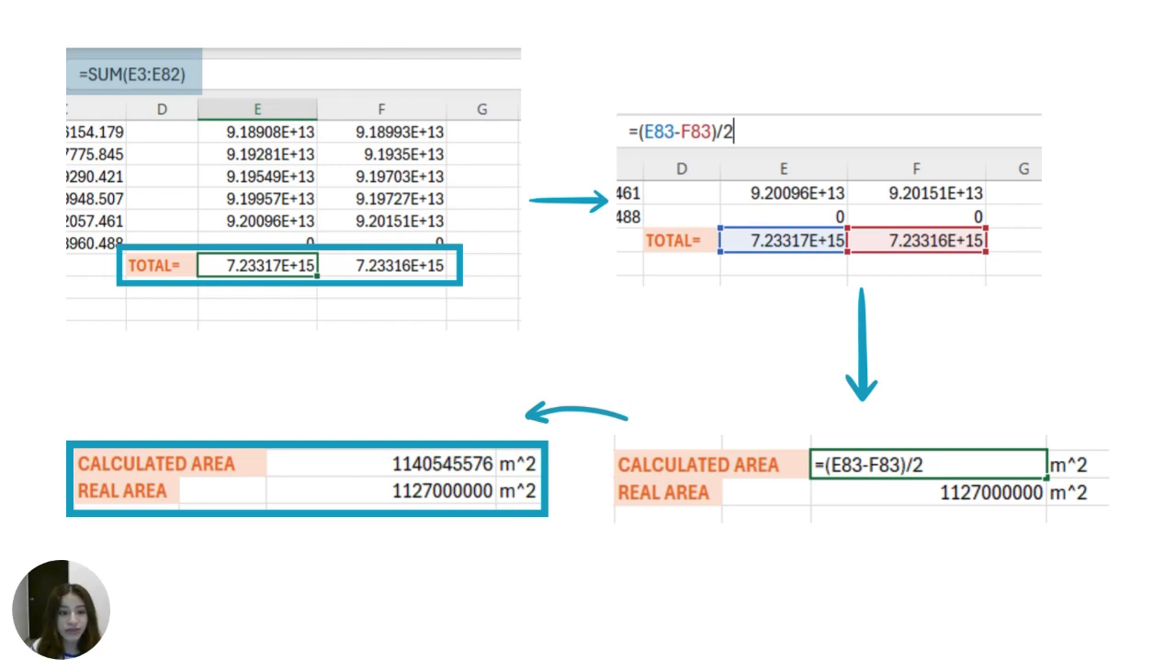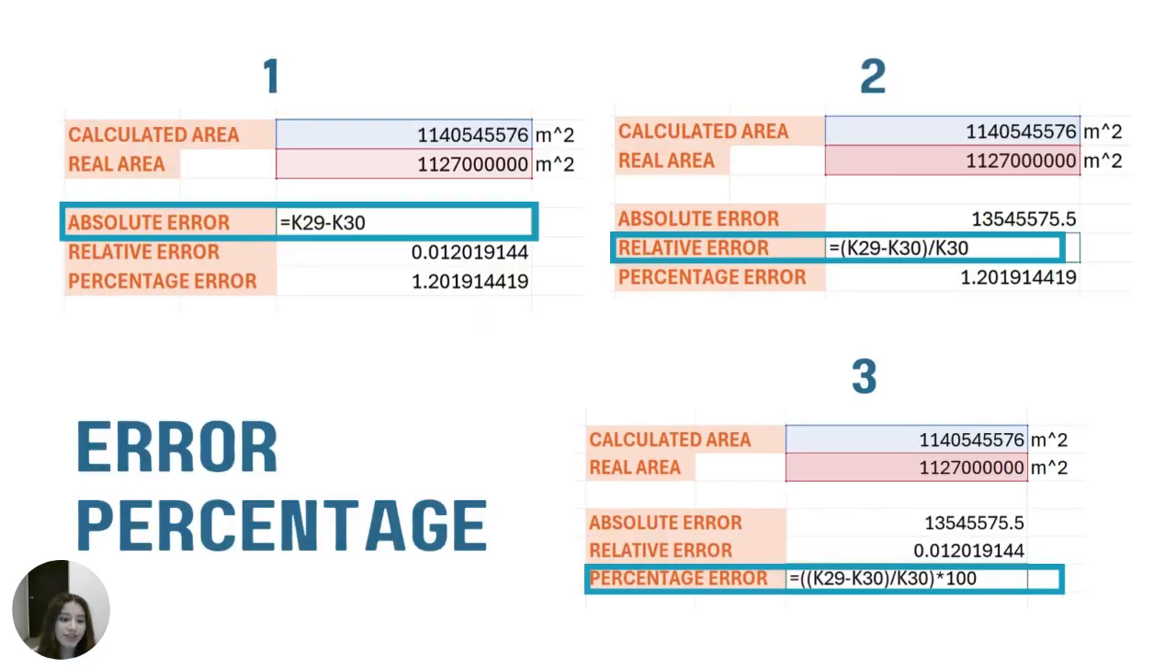That result will give us our calculated area, which closely resembles the real area we can see now, which is 1,127 square kilometers. I converted that to square meters so we can have the same units for both. So now we'll get the error percentage.